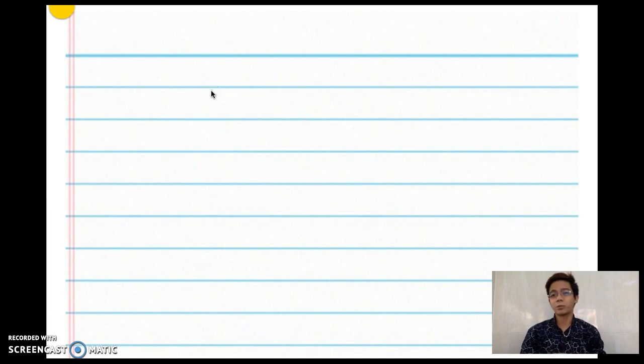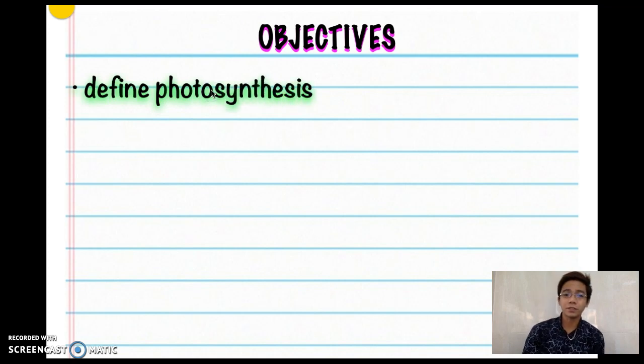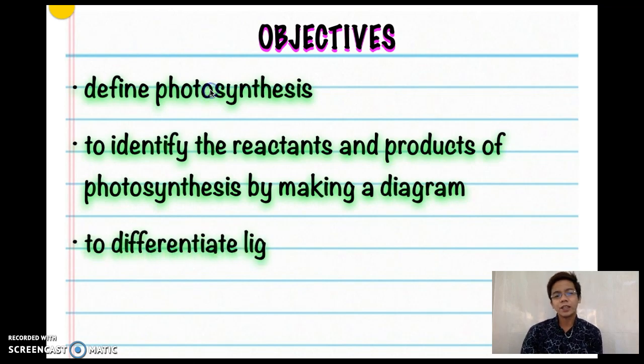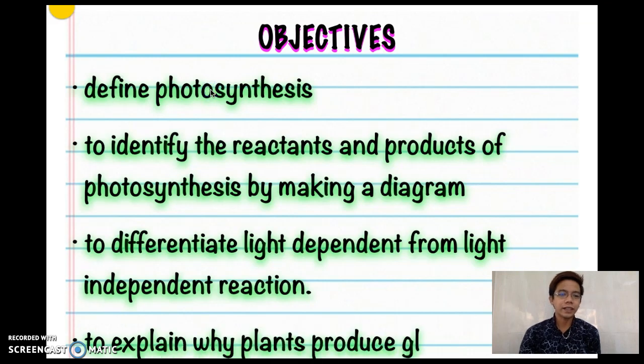So to present you the objectives of today's discussion, the first objective is to define photosynthesis, which I know that you know already. Second is to identify the reactants and products of photosynthesis by making a diagram. Third is you will be able to differentiate light-dependent from light-independent reactions. And the last one is to explain why plants produce glucose.